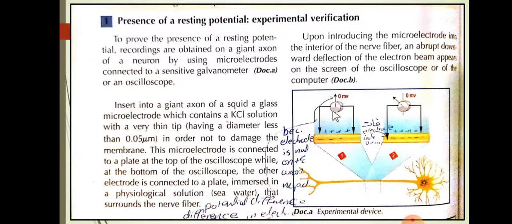Here we have the oscilloscope. The oscilloscope is a machine that measures the potential difference of the membrane of the axon.